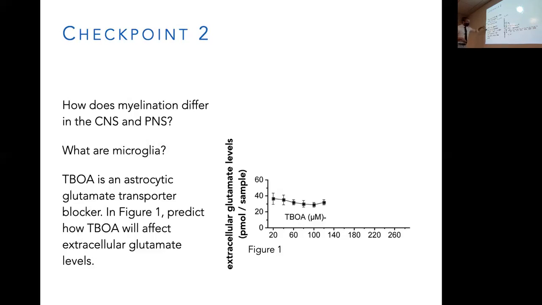All right, TBOA. This is a glutamate transporter inhibitor. This is going to block glutamate transporters. So here we're looking at extracellular glutamate levels over time. And now we've applied our TBOA. What's going to happen to our extracellular glutamate levels that we're recording here? You say increase? Why do you say that? Great. So what is the purpose of glutamate transporters? Okay, so if we're taking it out of the astrocyte, where's it going?